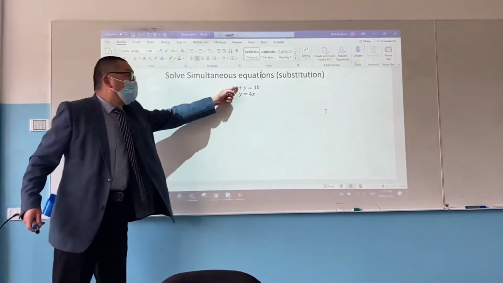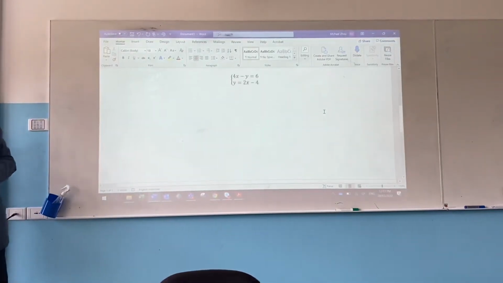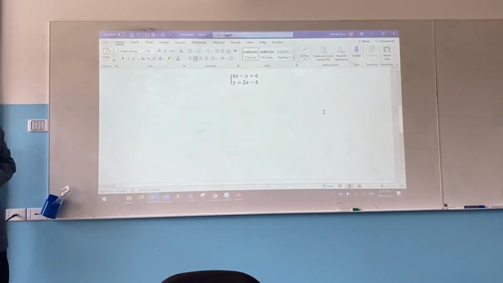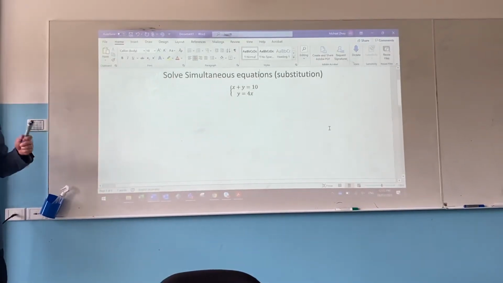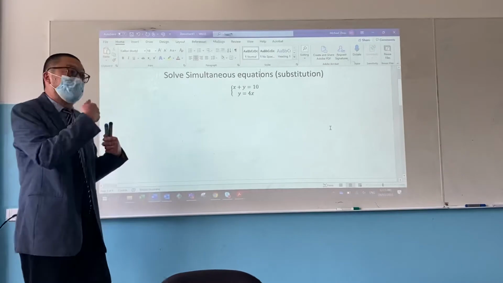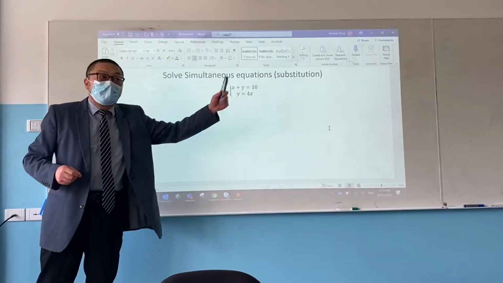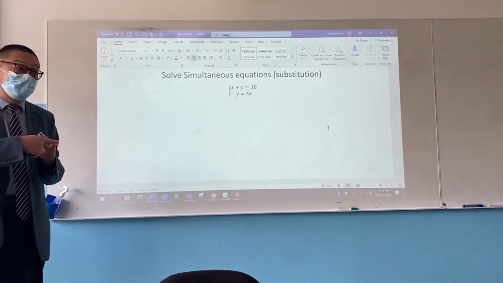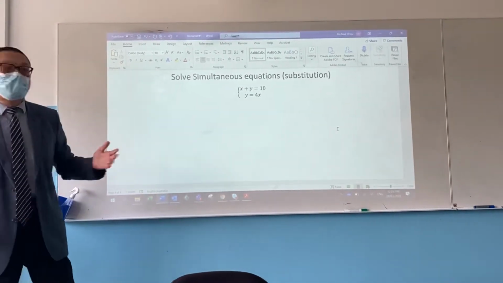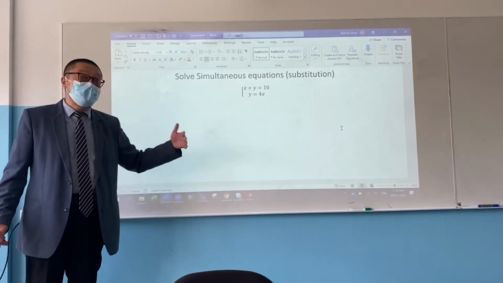You can see I've got two equations together. Whenever I've got two equations together happening at the same time, then we call them simultaneous equations. Now, for the moment, we are going to learn two techniques in solving them. Whenever we want to solve an equation, we want to find what is x, what is y. So that's the purpose.